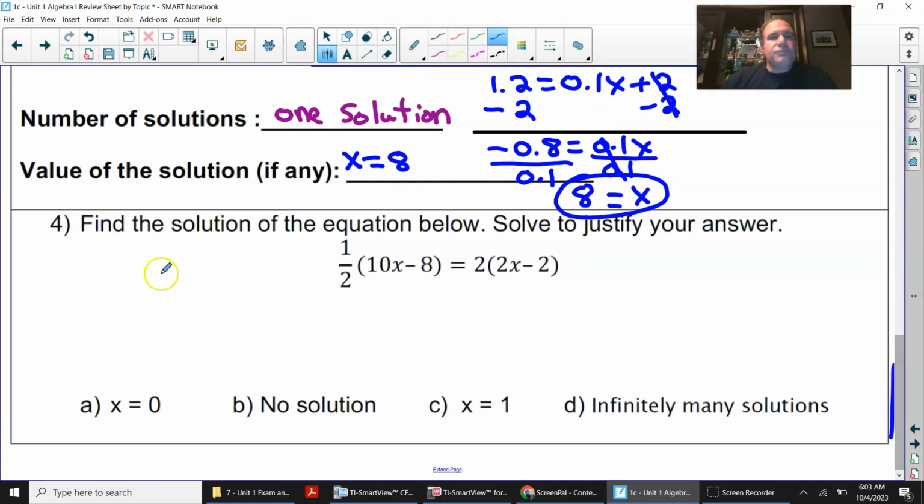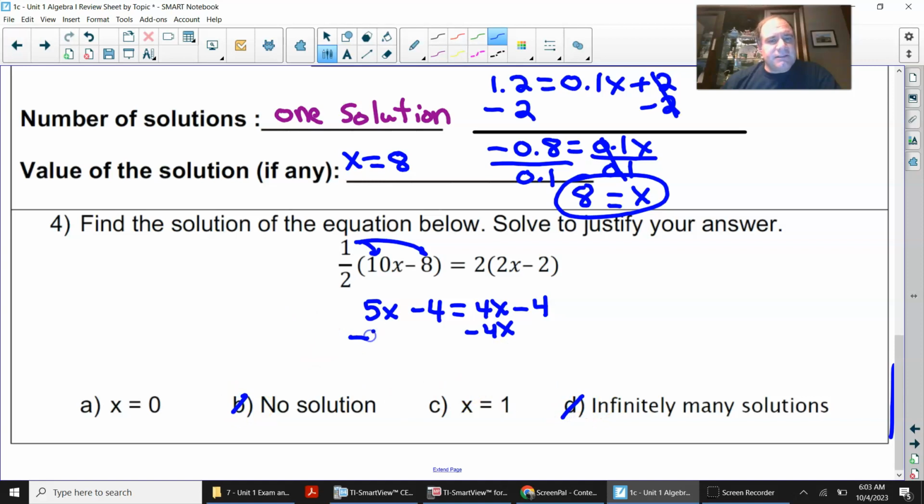All right, find the solution of the equation below. Solve to justify your answer. Just remember, if you multiply any number by a half, it halves the number. So half times 10x is 5x. Half of 10 is 5. Half of negative 8 is 4. And then we're going to do distributive property over here. 2 times 2 is 4x. 2 times negative 2 is negative 4. Subtract 4x.